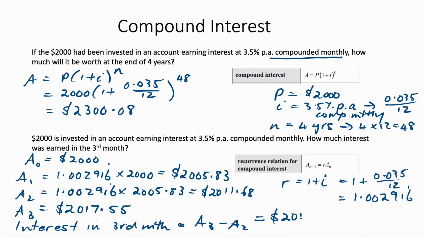So 2017.55 minus 2011.68, and that comes out to $5.87. There you go. That's the difference between those two balances.